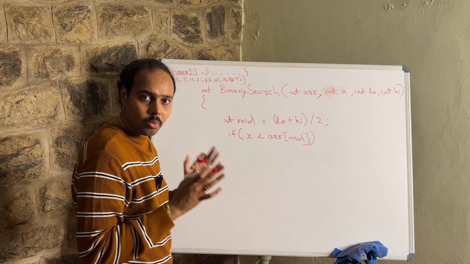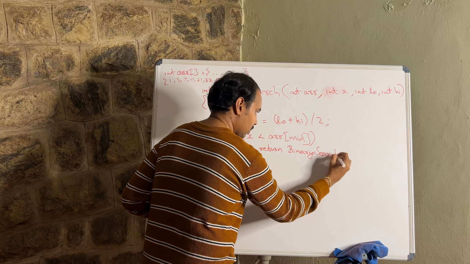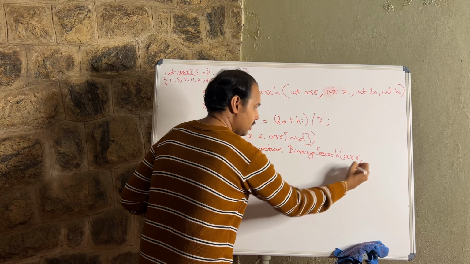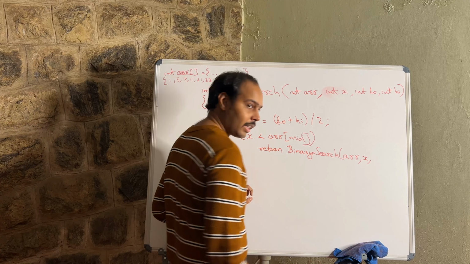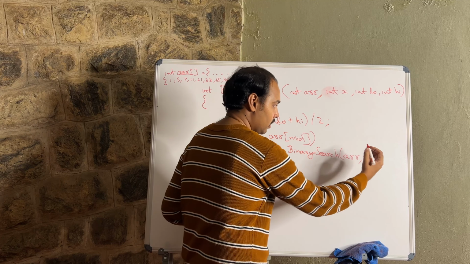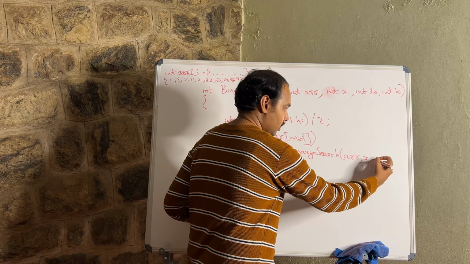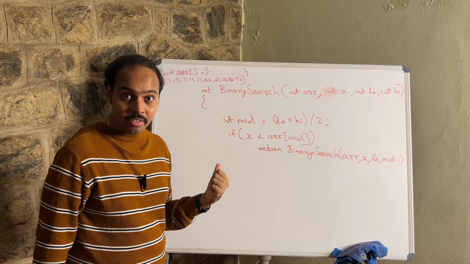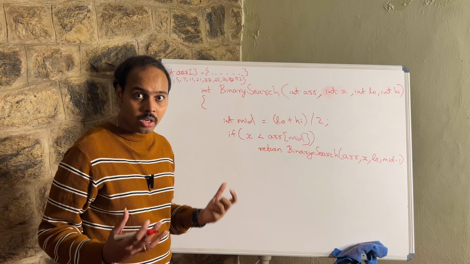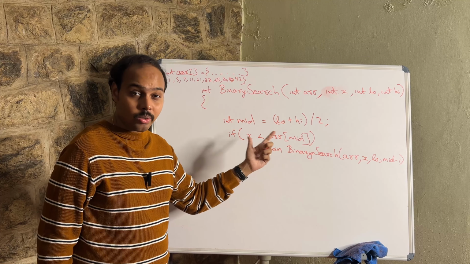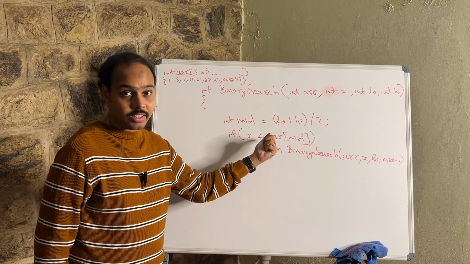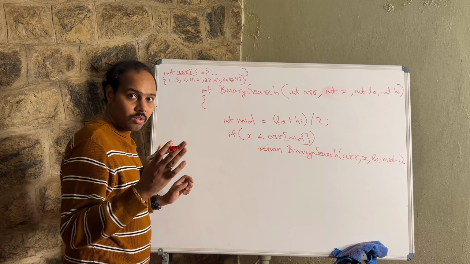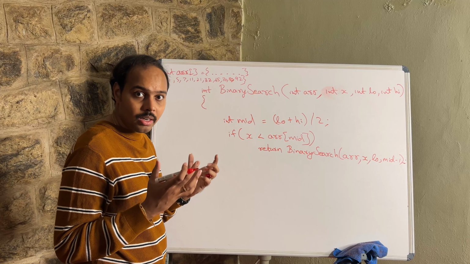Binary search, ARR, we are passing ARR, we are passing the number we are going to find, x, and we are going to send the range. Range starts from low till mid minus 1. Why did we pass mid minus 1 and not mid? From this condition, you know whatever is in mid is not equal to x. It is greater than x. So we want to check only till mid minus 1.